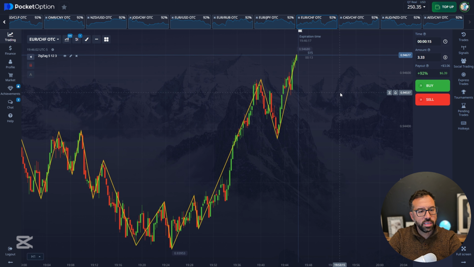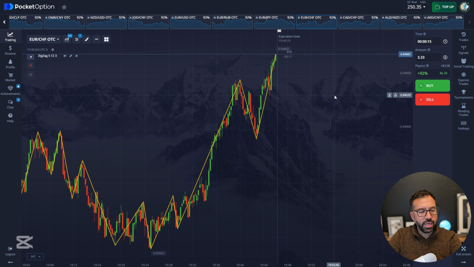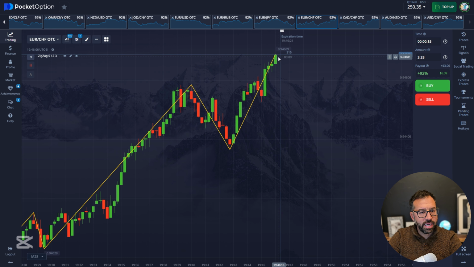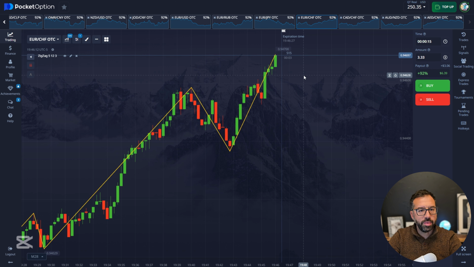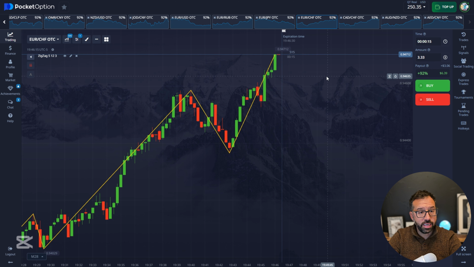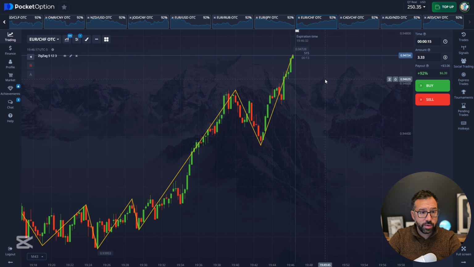Let's see if this makes its way. Again, we're looking at the zigzag, the yellow line. Is it outside of the green candles? And is this going to come down? Let's just wait and see. This looks good. It's pumping up.